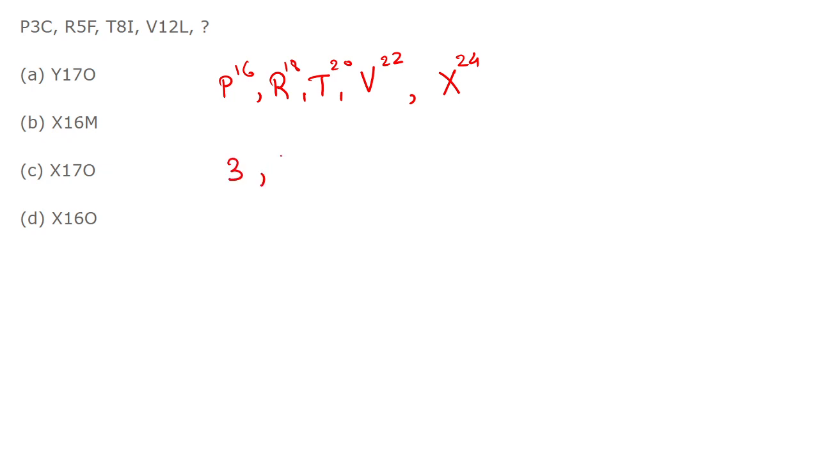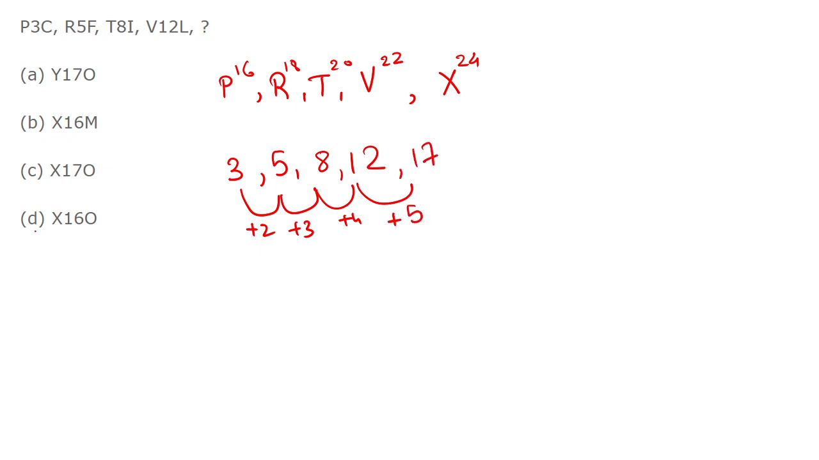The numbers were 3, 5, 8 and 12. What is the pattern? Plus 2, plus 3, plus 4, and the next should be plus 5. So it should be 17. Who is there that has both X and 17 together? Only one option, right? So we don't have to think about the last one.